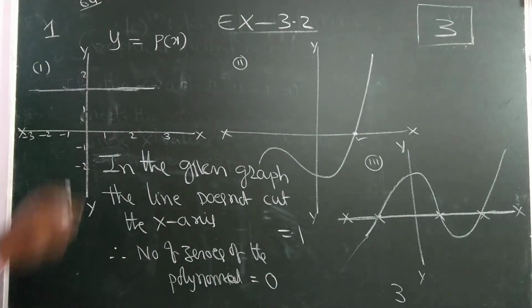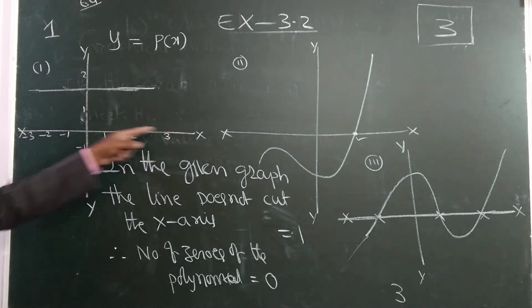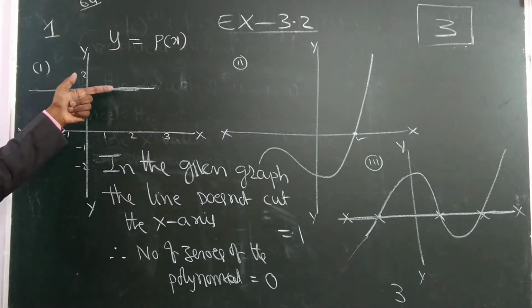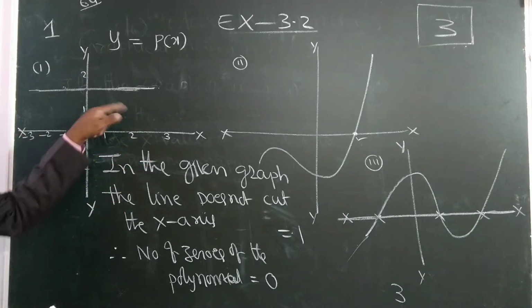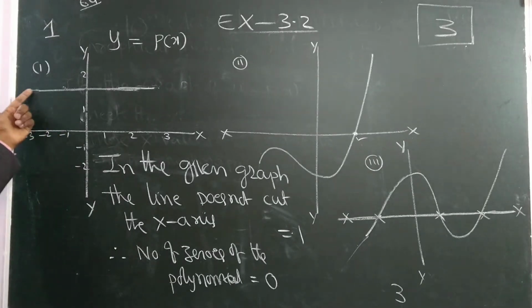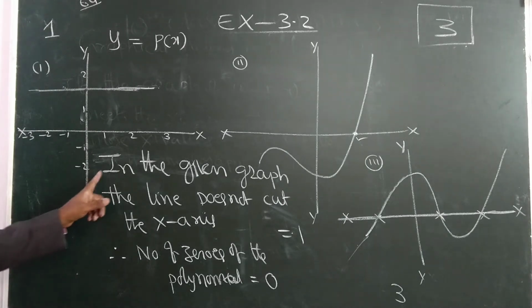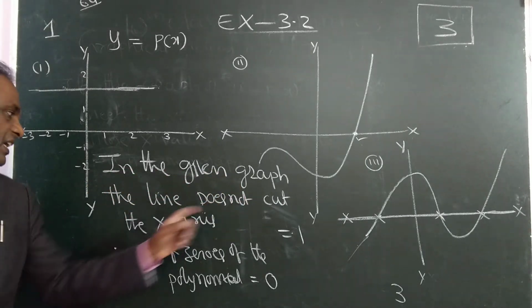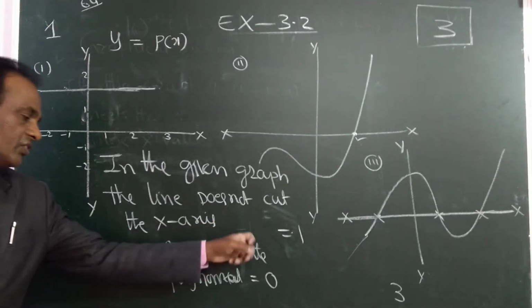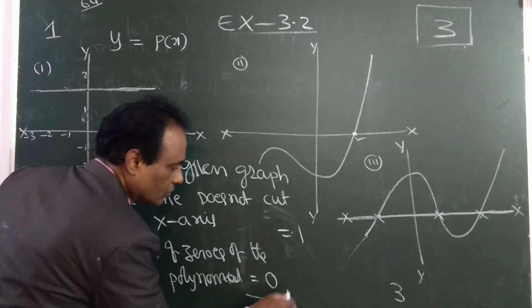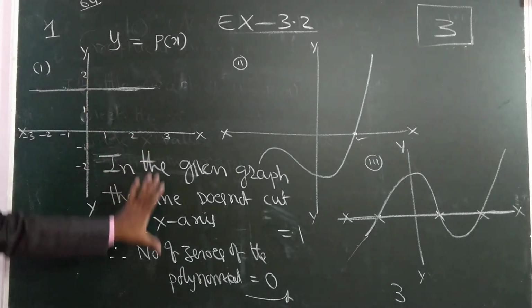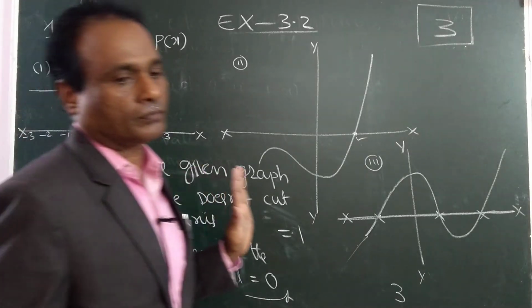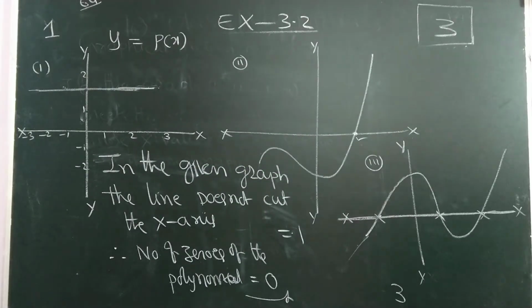It is no answer because it is not meeting the x-axis at any point. This is the x-axis. If it cuts the x-axis somewhere here, that will be one answer. If it is cutting at 2 points, 2 answers. But it is not at all cutting the x-axis. In the given graph, the line doesn't cut the x-axis, so the number of zeros of the polynomial is equal to 0. This is the answer. Write down like this. Draw this graph and write this explanation. Only the first one you write. The second bit also I will give the notes.